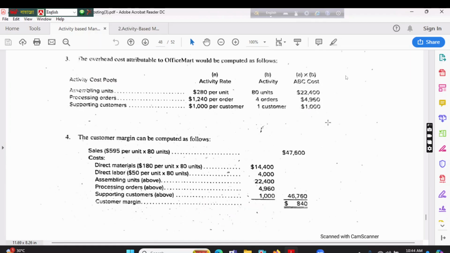Determining product cost using the traditional costing system, the traditional absorption costing system, and using activity based costing.